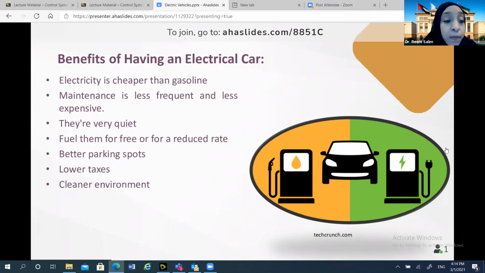Also, another incentive given by governments is lower taxes. Some countries have taxes, like purchase taxes, or even income taxes, and when you buy an electric car, you're giving back to the environment, so they give you lower taxes, all right? And the ultimate goal, of course, is to have a cleaner environment and cleaner air, not just for you, but for your children and other people surrounding you.